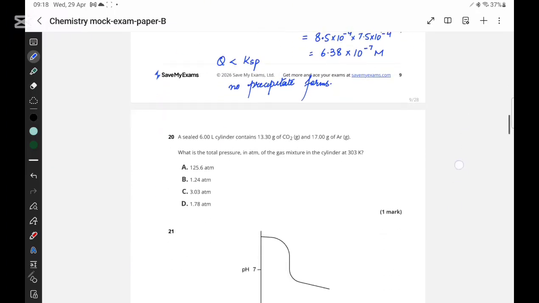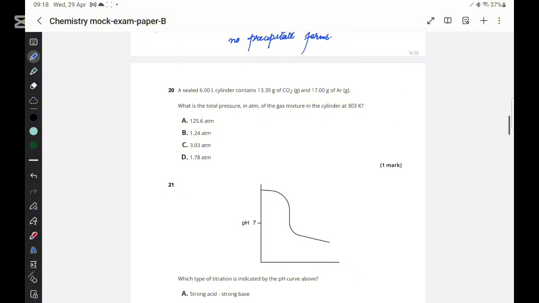So moving to the next question, question number 20. A sealed 6-liter cylinder contains 13.30 gram of carbon dioxide and 17.00 gram of argon. What is the total pressure? So for total pressure, first you need to find the total moles. First we are going to find the moles of carbon dioxide, and that is going to be equal to mass by molar mass. Molar mass of carbon dioxide is 44.01.